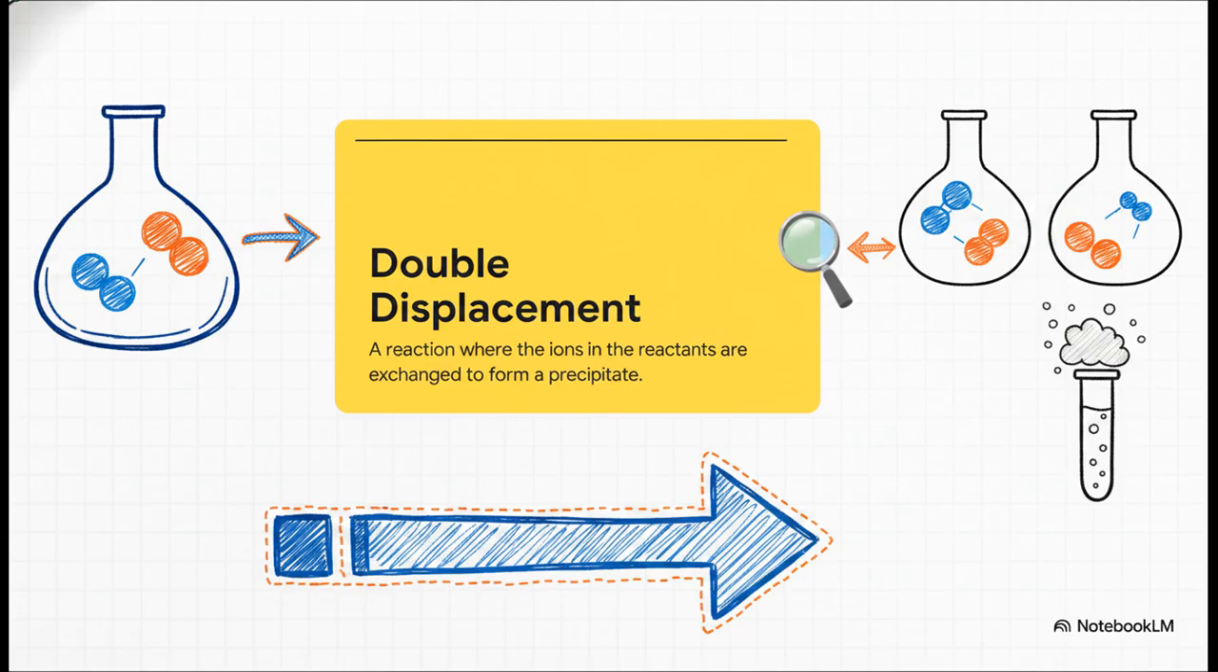What actually happens when two compounds mutually exchange their ions? Well, if ions are mutually exchanged to form a solid that settles right at the bottom of the test tube, which, as you know, we call a precipitate, this is known as a double displacement reaction. Basically, both partners are swapping places.